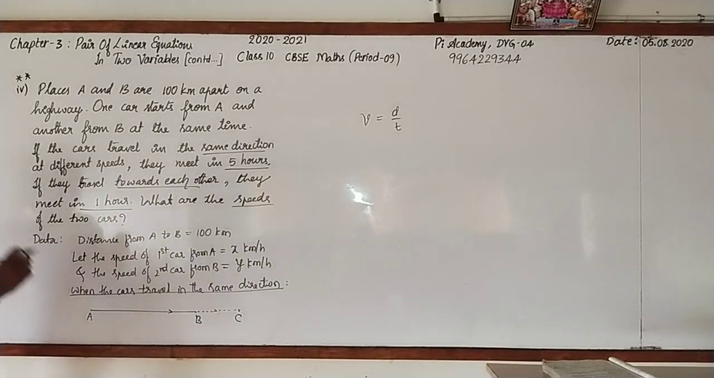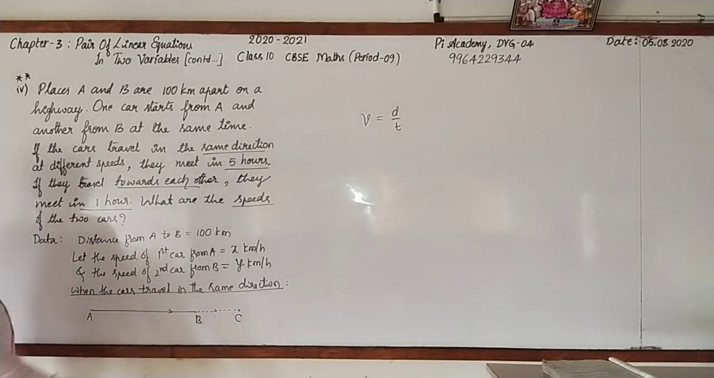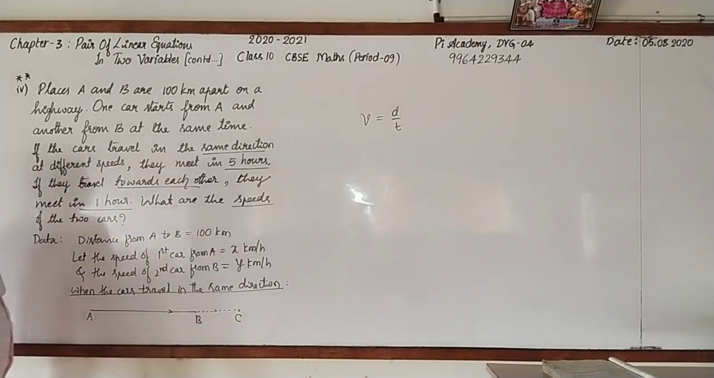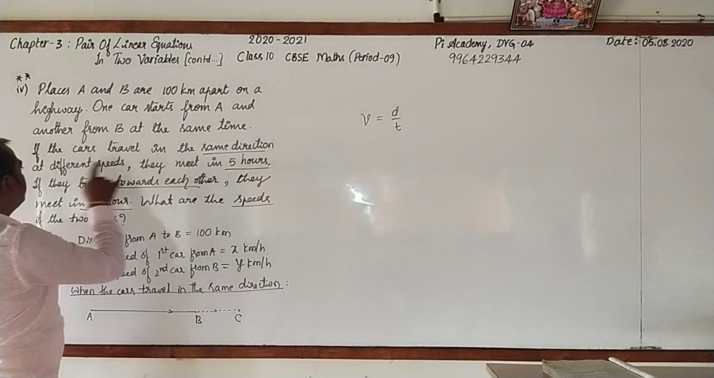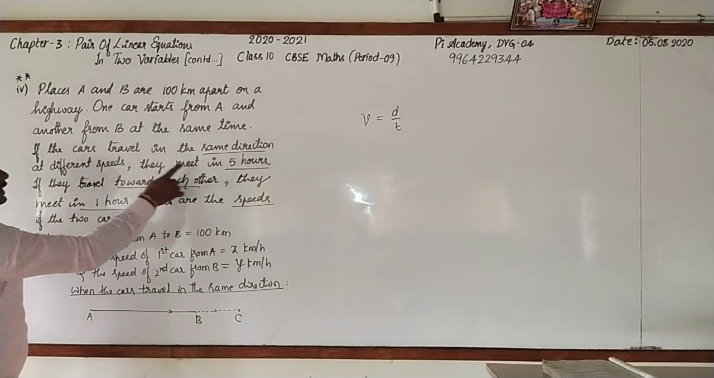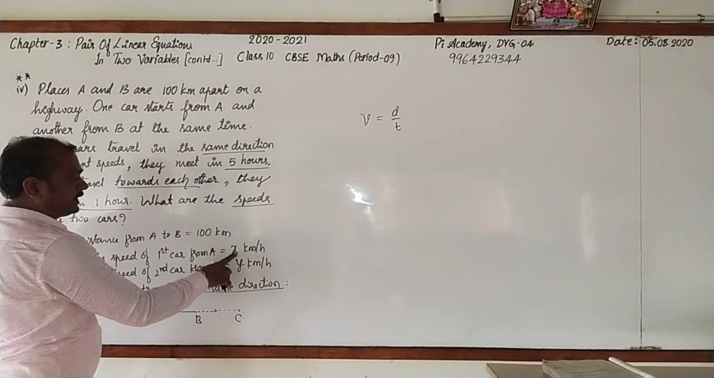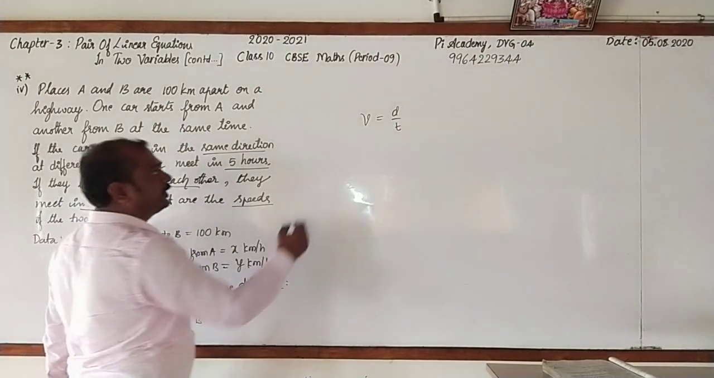But do you know what the distance is? What is the time taken by the first car to reach C? Point C is the place at which both the cars will meet. Here they are given: if the cars travel in the same direction at different speeds, they meet in 5 hours. Clear? Then here the speeds are known, x and y, and the time is known, 5. Then you can go for finding the distance.